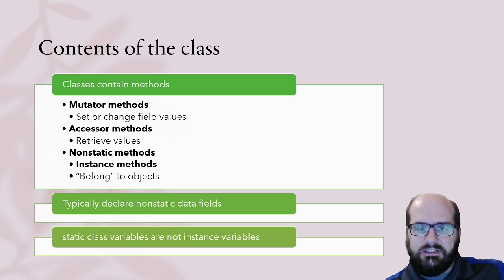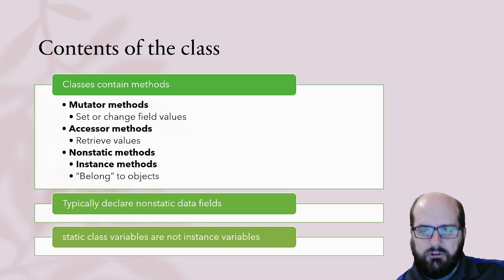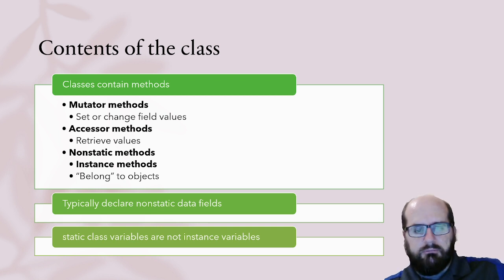And then there's non-static methods. We just don't put the static keyword. And these are behaviors that belong to objects. So like you might have bounce for a ball. The bounce method belongs to the ball. We typically declare non-static data fields, right? So that means those data fields are declared within the header of the method.